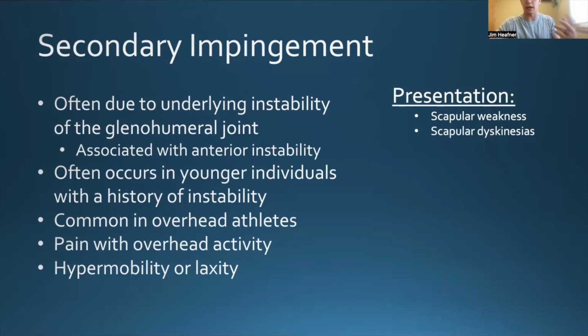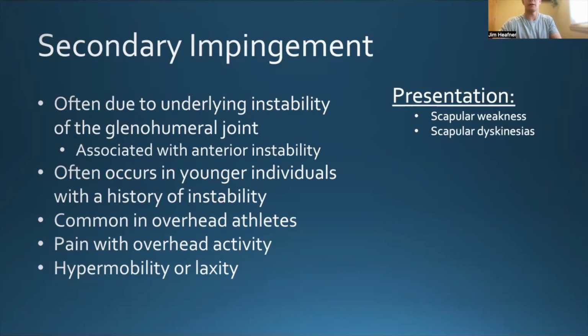These people have scapular weakness and scapular dyskinesia. They may or may not have some of those primary impingement syndrome positive tests. It's based on their level of irritability. They may have a positive painful arc, or they may have a positive Hawkins-Kennedy. But the bigger things that you're looking for are scapular weakness and scapular dyskinesia.